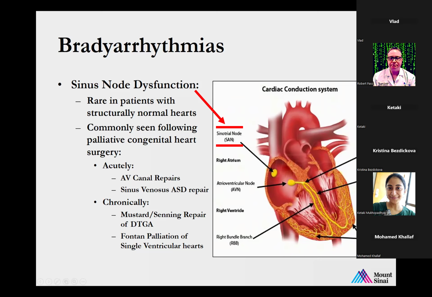But more commonly in our present era, patients who've had Fontans for palliation of single ventricle very commonly will have sinus node dysfunction. So just to remind everybody, the Mustard procedure. In the Mustard procedure, the surgeon would essentially baffle the superior and the inferior vena cava to the mitral valve, allowing for the left ventricle to be the subpulmonary chamber.